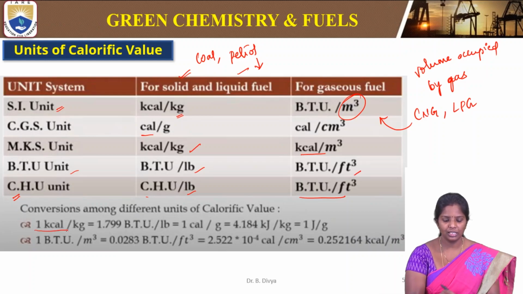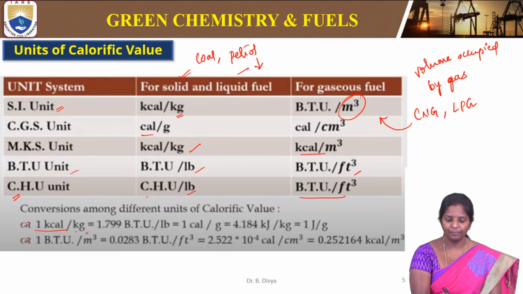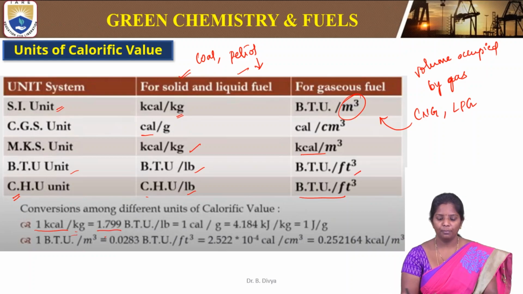we can see like this: 1 kilocalorie per gram or kg is equal to 1.799 BTU per LB. That is equal to again 1 calorie per gram. So this is how we keep on converting depending on the expression of a particular fuel.